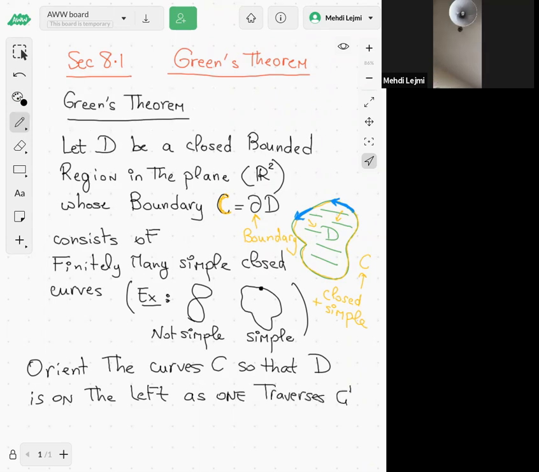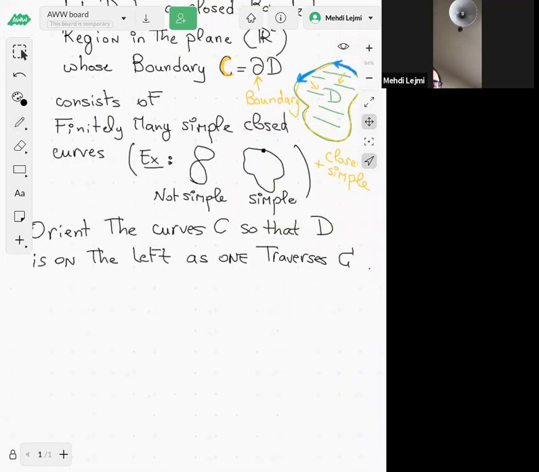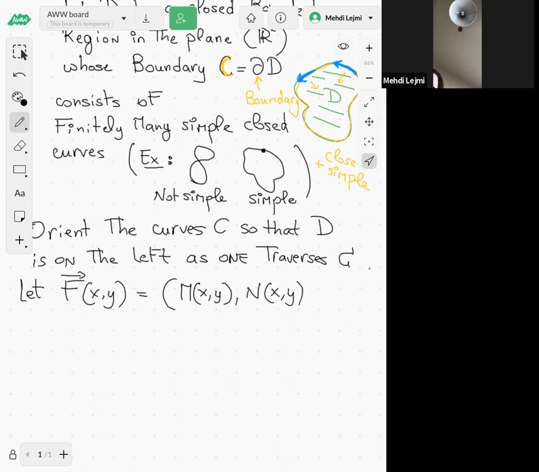Now suppose you have a vector field, capital F. F of x, y is a vector field, but it's in the plane, so it has two components. The first component is some function M, and the second component is some function N, functions of x and y, of course. So this is a vector field throughout D, of course, the region D.